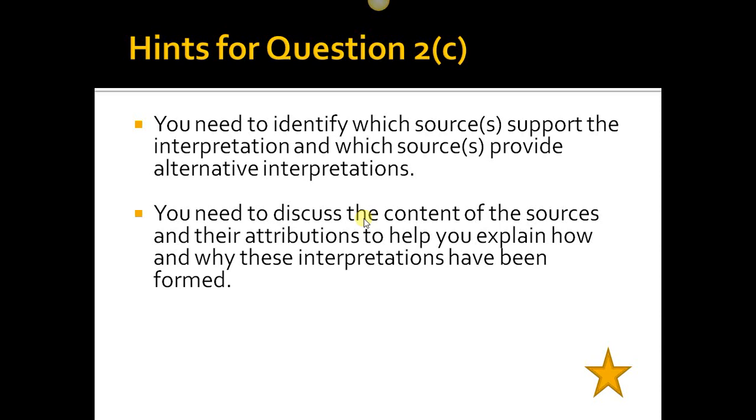That really is question 2C, which means we've come to the end of the exam technique presentation for question 2. And I'll hopefully see you in the third one.